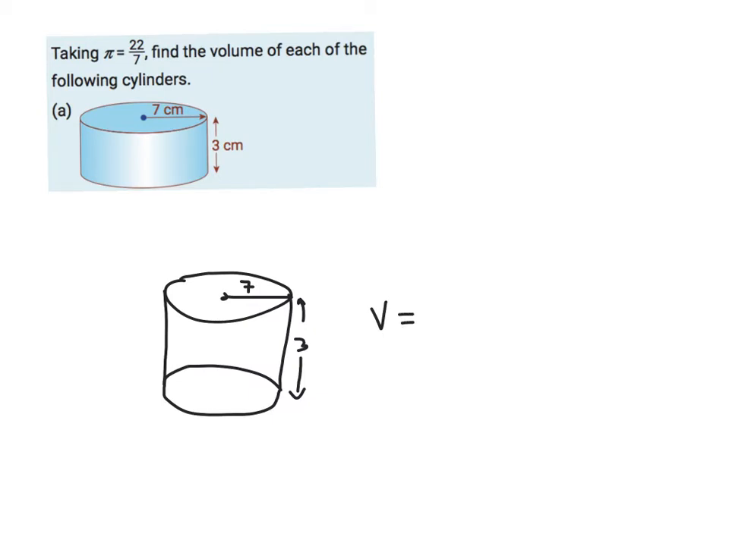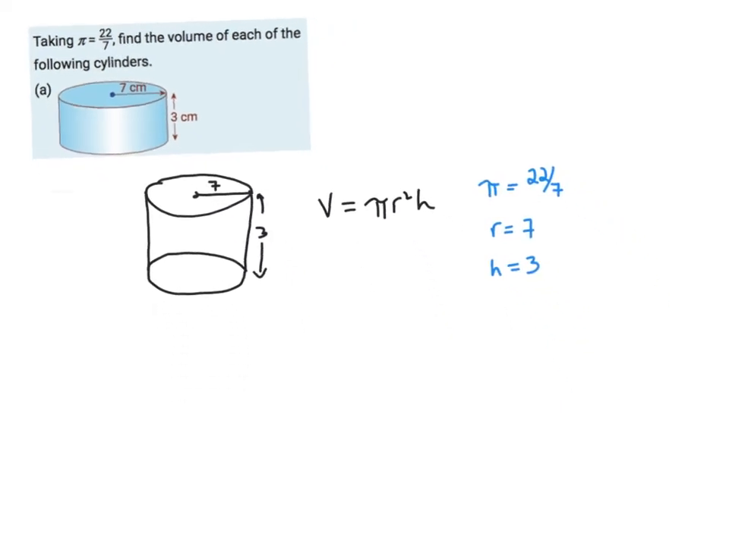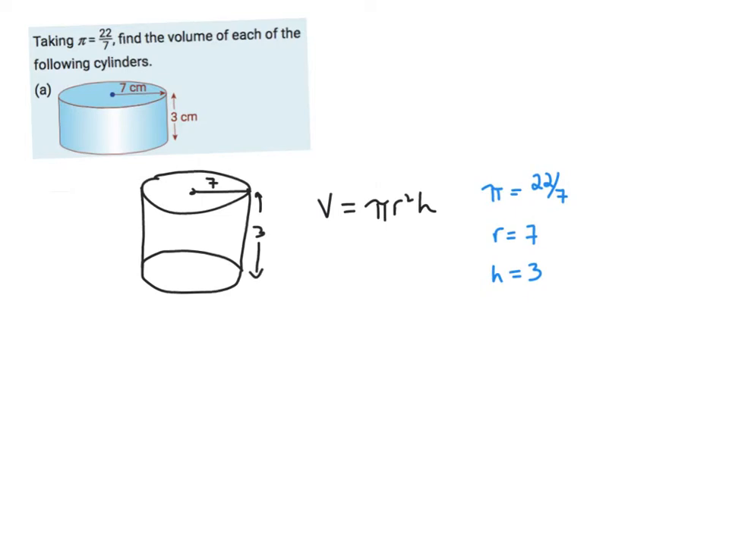Okay, and we know our formula for the volume of a cylinder is pi r squared h. And we were told that pi in this question is equal to 22 over 7. We can see from the diagram our radius is 7 and our h is equal to 3. Okay, so off we go. We are just substituting into our formula.